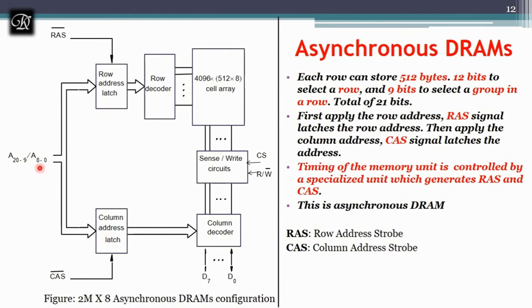Whenever we are going to pass the address lines to the memory from the processor, we have to enable the row address latch, and that is done with the help of RAS, and that will be given to the row decoder.